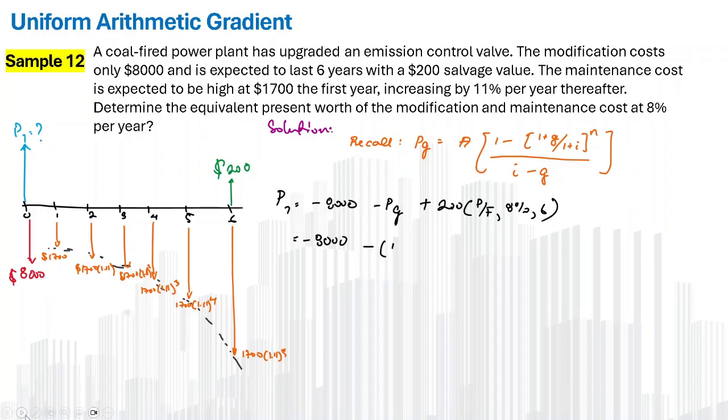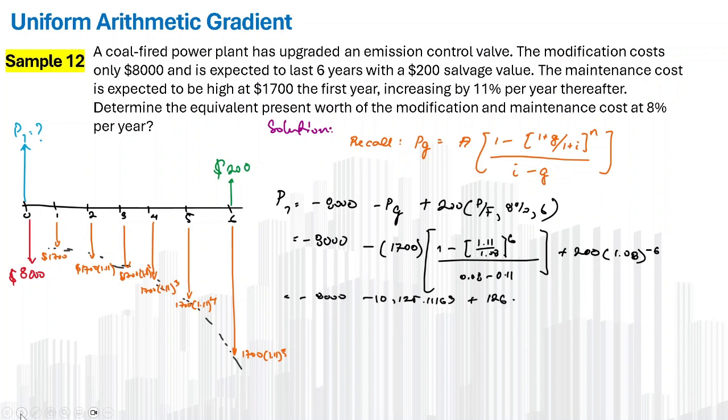Actually, it doesn't matter if it's negative. At least from this perspective, it just needs to be equal. And then $200 here. So negative $8,000 minus the 1,700 times, we substitute our known values here. And then we have 200 times 1.08 raised to negative 6. And we will achieve this one. And we will have negative 17,899.03. It's only negative because it means it's a cost really. It's just a cost to them.